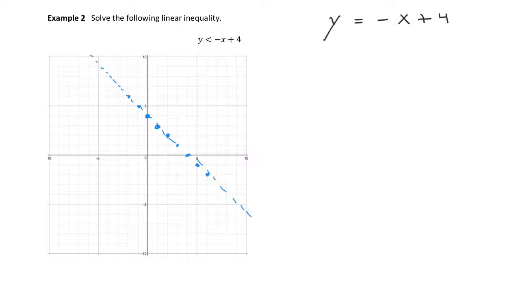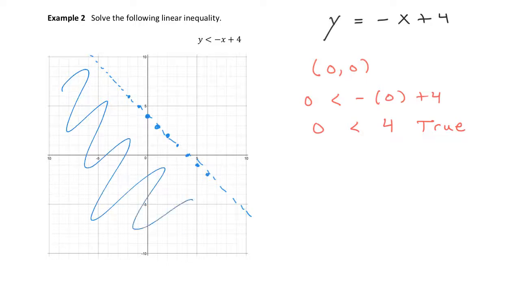I'm going to pick a point on either side. It doesn't matter where it is. It could be 0, 0. That would be fine. So why not? I'll go to 0, 0 and plug this in and see what happens. We're checking this. 0 goes in place of y. It also goes in place of x. So I have 0 is less than 4, and this is true. So it is true for the point 0, 0. Therefore, it has to work for everything that is in this region. And this is the solution to this linear inequality.